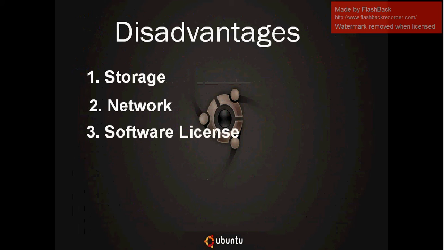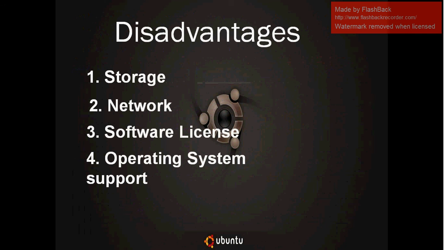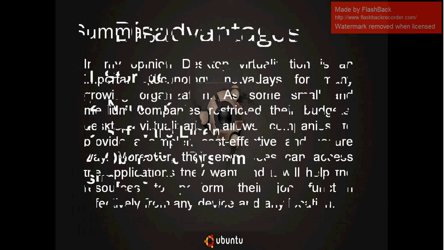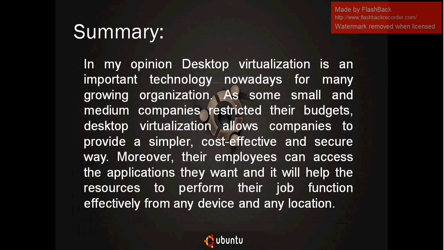Software license. The software application license still needs to be bought for every user. Operating system support. Actually, there's a limit to the operating systems that can be supported by desktop virtualization applications. And now, lastly, the summary or my own opinion.